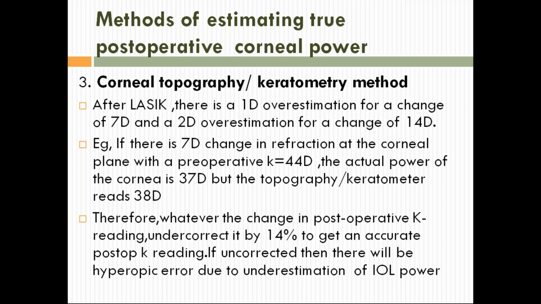For example, if there is a 7 diopter change in refraction at the corneal plane with a preoperative K equal to 44 diopters, the actual power of the cornea is 37 diopters, but the topography or keratometer reads 38 diopters. Therefore, whatever the change in post-operative K reading, undercorrect it by 14% to get an accurate post-operative K reading. If uncorrected, then there will be hyperopic error due to underestimation of IOL power.